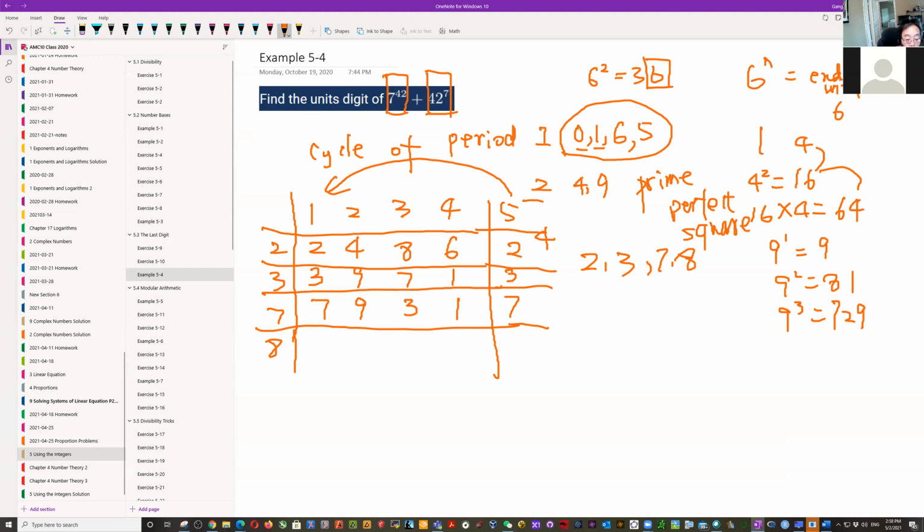Then we have 8. So 8 to the first is 8, 8 squared equals 64, so that's 4. And 4 multiplied by 8 equals 32, so that's 2. That's what the cube ends with. And then 2 multiplied by 8 equals 16, so 6 here. And 6 multiplied by 8 is 48, so 8 rotates back. So basically, it's just this table.